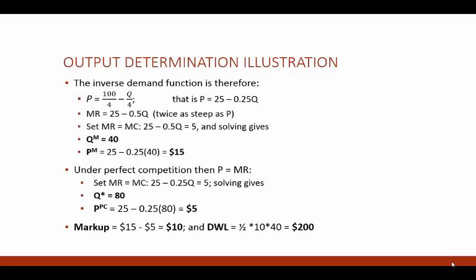The markup the monopolist gets is the difference between her price and the price that would have been charged under perfect competition, and that is $10 in this case, $15 minus $5. The deadweight loss associated with the monopolist's output choice is the area of the triangle that includes the markup and the amount of underproduction that occurs. It's computed as 1/2 multiplied by 10 multiplied by 40. That is $200. The monopolist's output choice in the short run remains the same in the long run, provided the monopolist still is a monopolist.